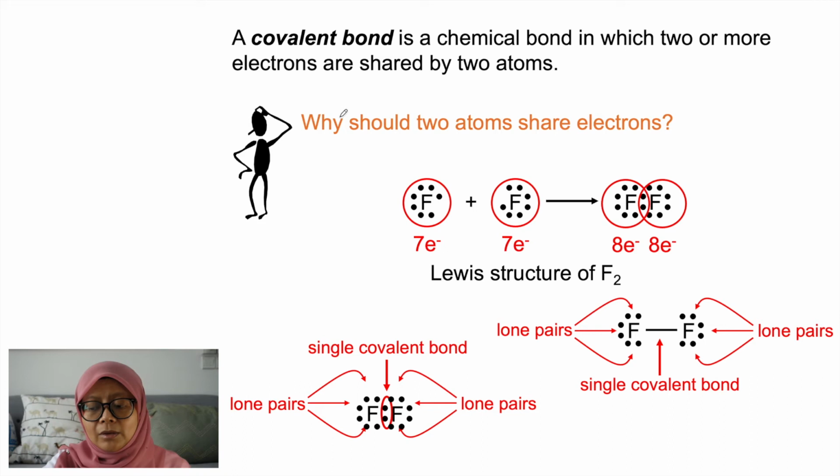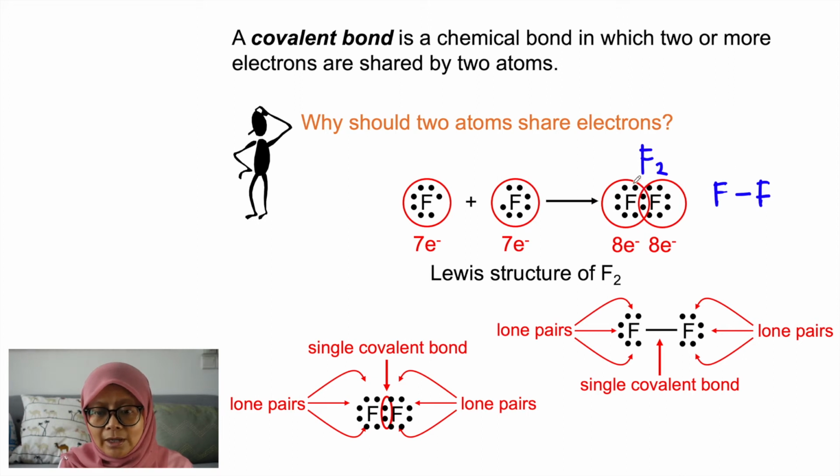Okay, why? Because they want to achieve a noble gas electron configuration. Here, for example, we have fluorine, F2. This is a sharing of electrons between two fluorine atoms. Both have 7 valence electrons, and they have equal sharing of electrons, so they will form fluorine F2.